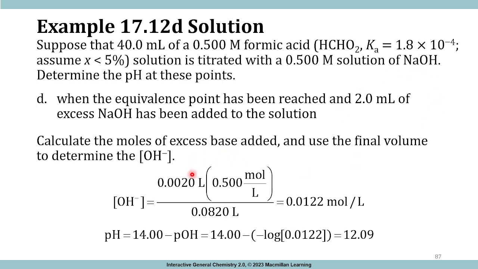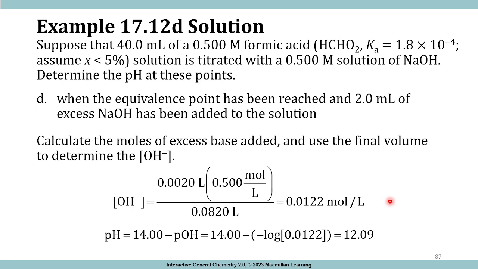And so 2 milliliters times 0.5 molarity divided by 82 milliliters. Notice that's just M1V1 divided by V2, isn't it? Which is the M1V1 equals M2V2 dilution formula. And so that gives us our concentration of OH minus, which is 0.0122 molarity.